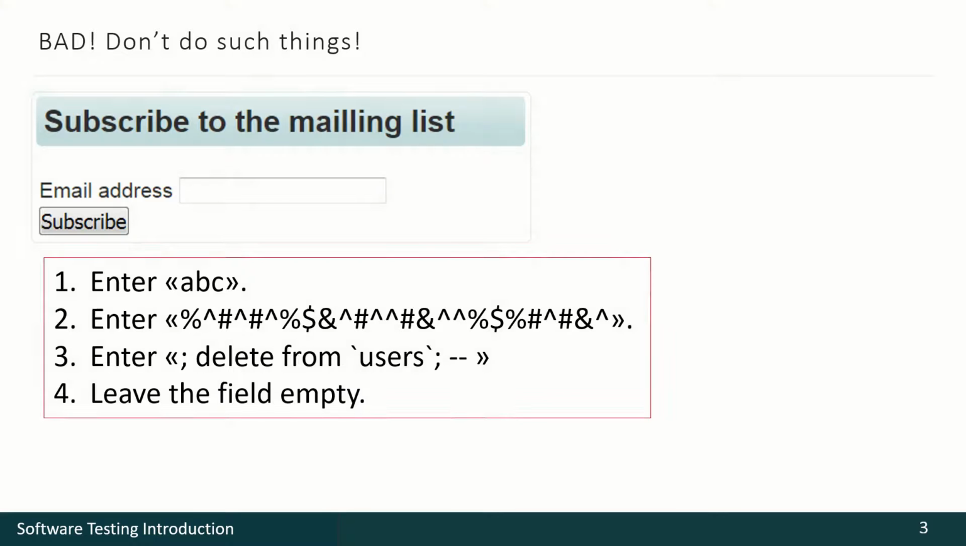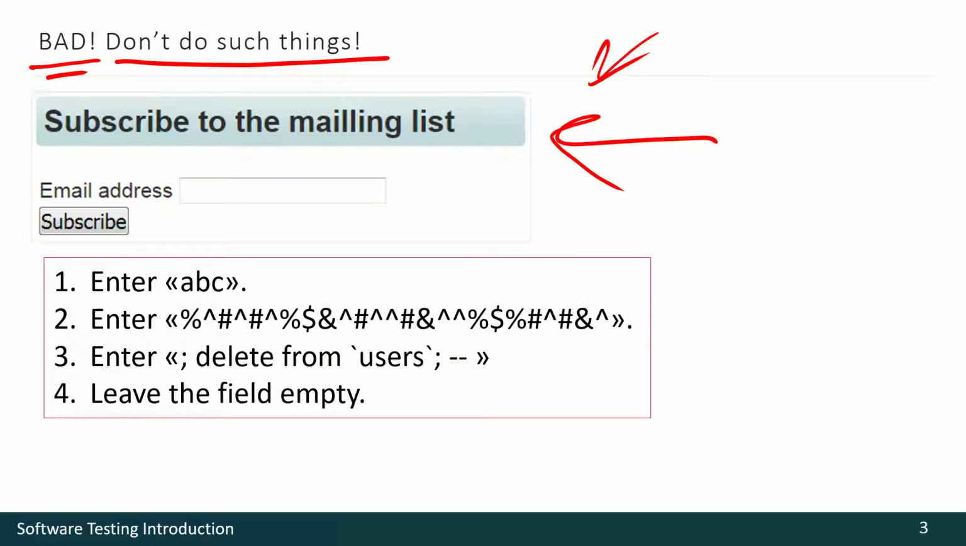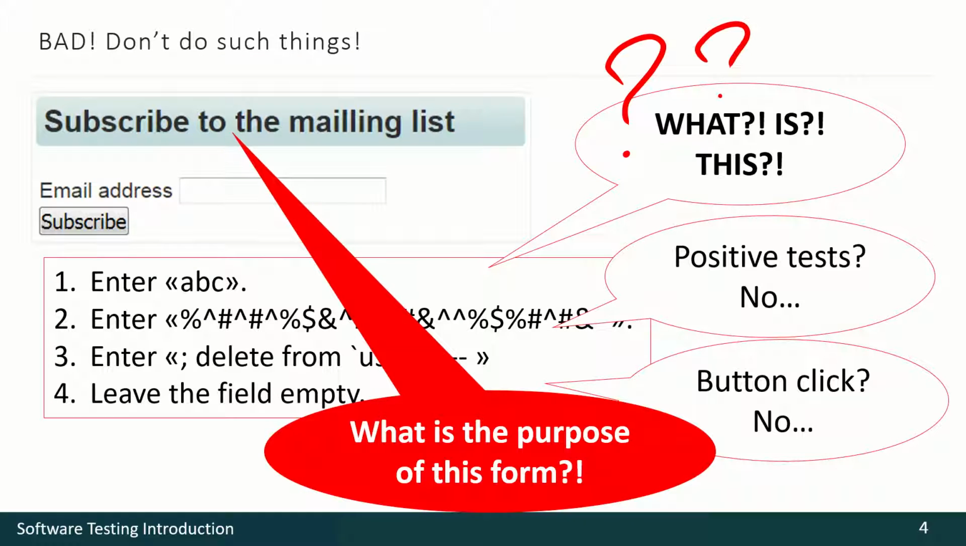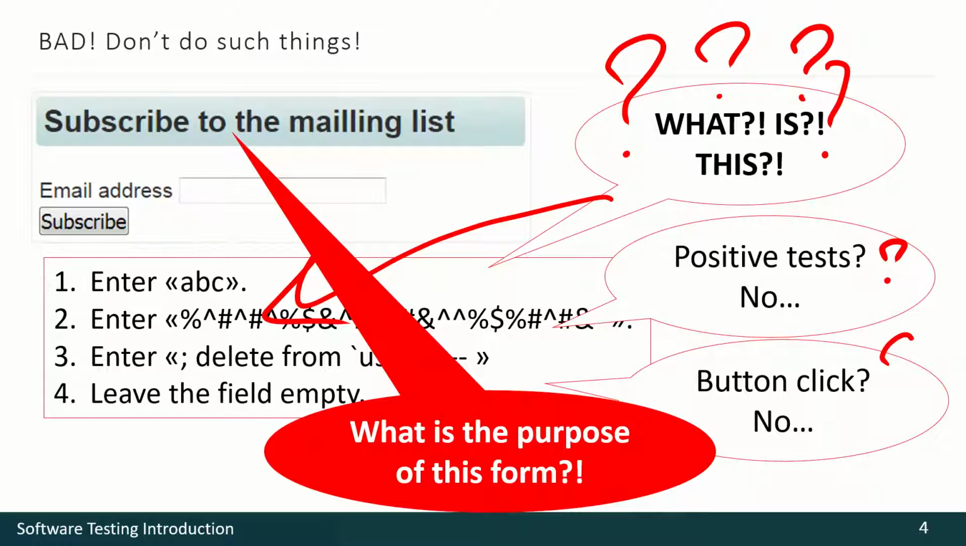We shall start with an anti-example. Don't do such things. Imagine we have something like that. Maybe some web form to subscribe to a mailing list. And then we have such a checklist from someone, some unknown bad software tester. It has such points there. The only question we want to ask is, what in the name of God is this? Where are the positive tests? Where is even the button click? What is the purpose of this form?